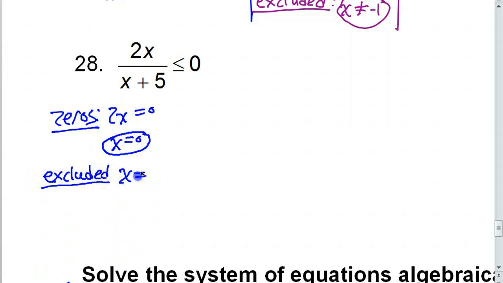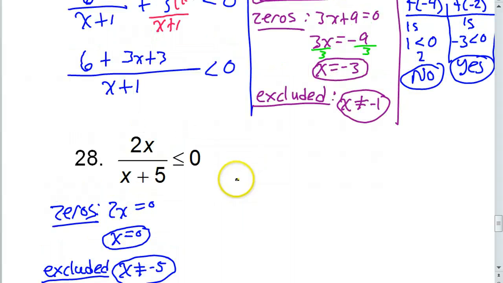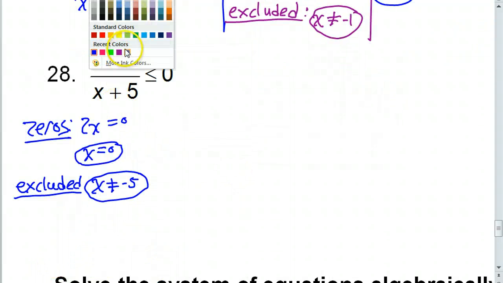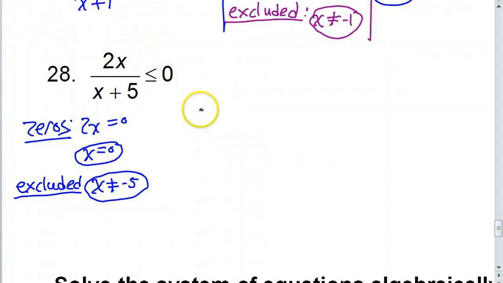Clearly, x cannot equal -5, because that would cause 0 in the denominator. So those are my excluded values. All right, so armed with these excluded values, we can go ahead and do the number line.